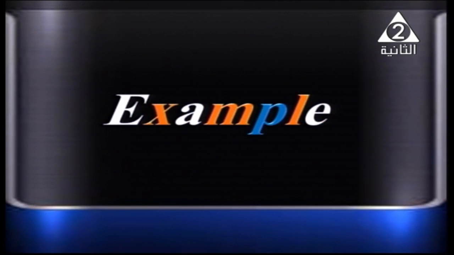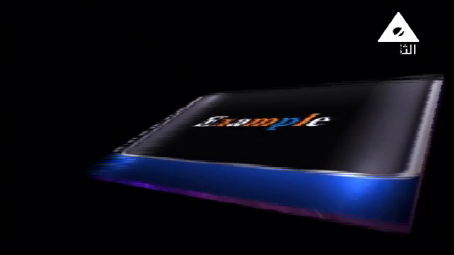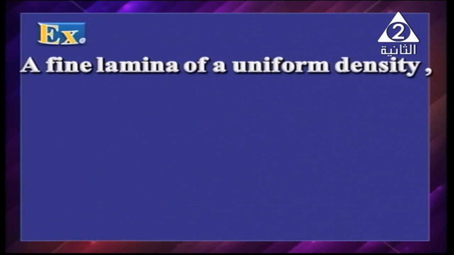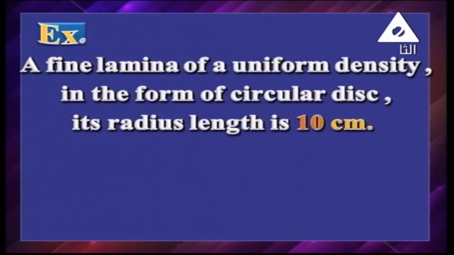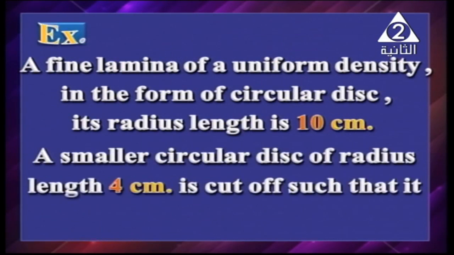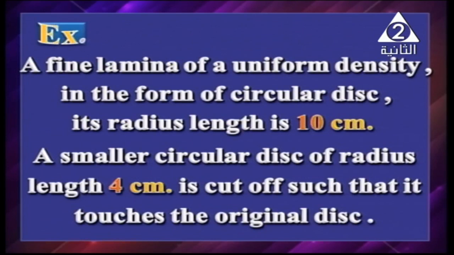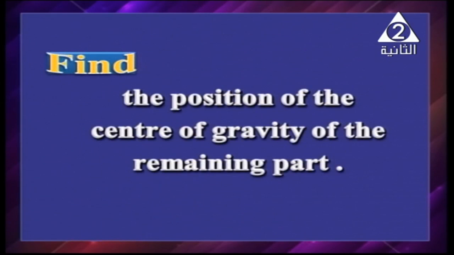Now, my dear student, we translate to an important example. A fine lamina of uniform density in the form of a circular disc, its radius length 10 cm. A smaller circular disc of radius length 4 cm is cut off such that it touches the original disc internally. Find the position of the center of gravity of the remaining part.